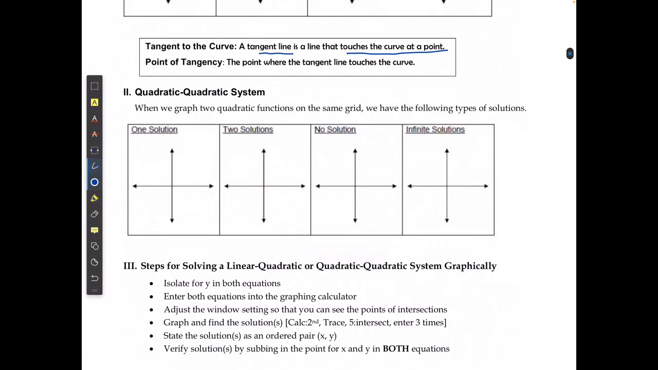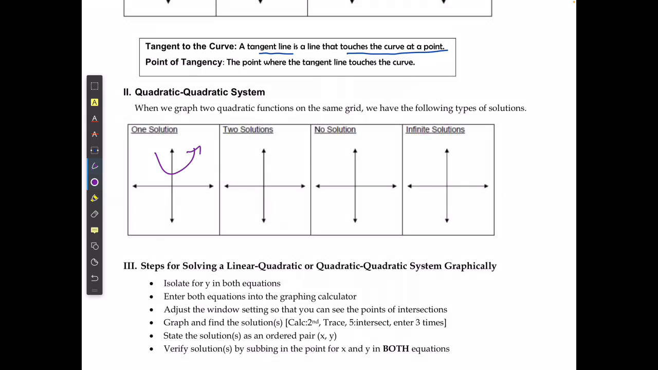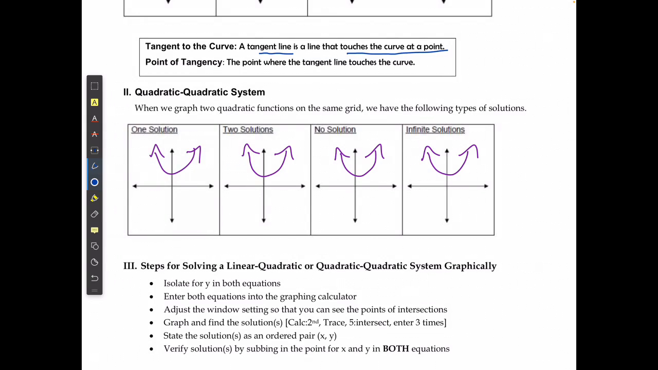We can have a quadratic-quadratic system where we have two quadratic equations, and the principle behind it is pretty much the same. I'm going to have one quadratic equation and then I'm going to have a second quadratic equation. There's a couple of ways where we can see where it has one solution. It could be facing the other direction, but connect at one point like this.